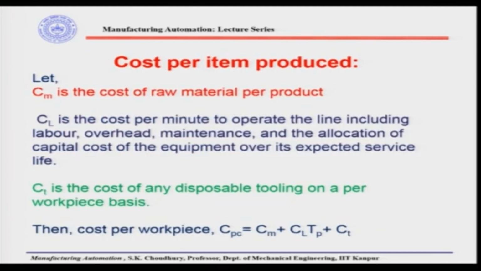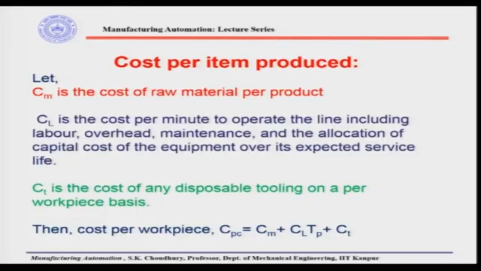Next, let us see how to find out the cost per item produced in the automated flow line. Let us say that Cm is the cost of raw material per product. Suppose we are discussing the machining or production of a particular part. So, Cm is the cost of the blank, the cost of the raw material per product. Cl is the cost per minute to operate the line, including labor, overhead, maintenance, and the allocation of capital cost of the equipment over its expected service life.